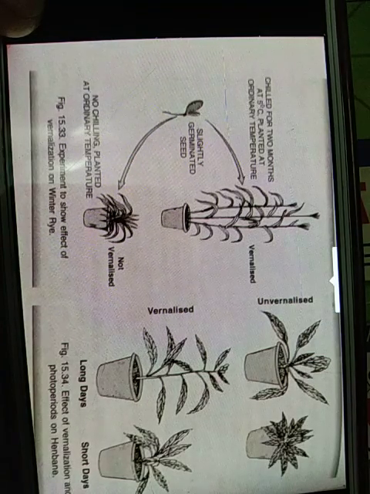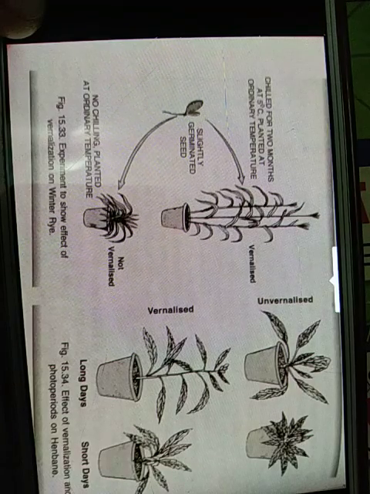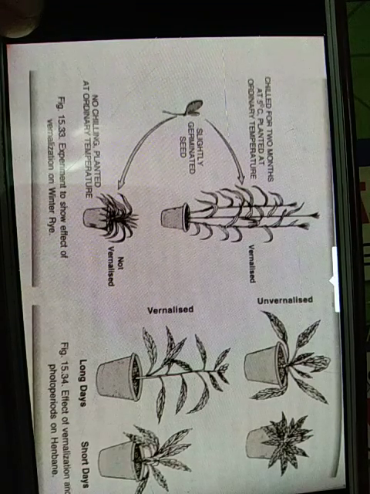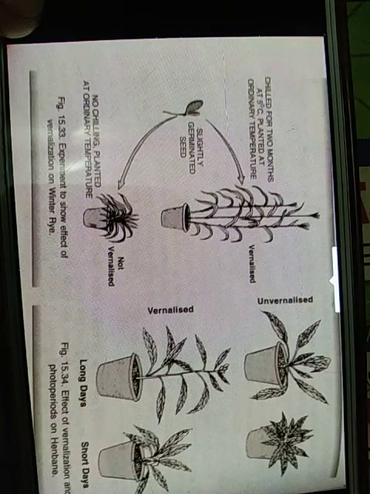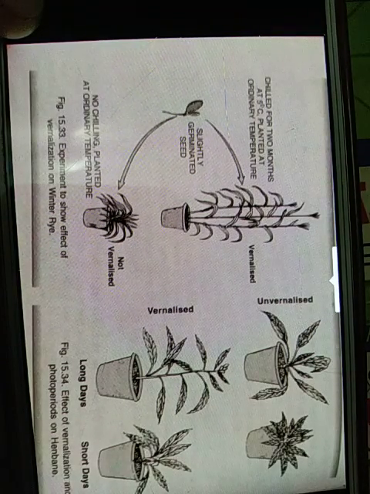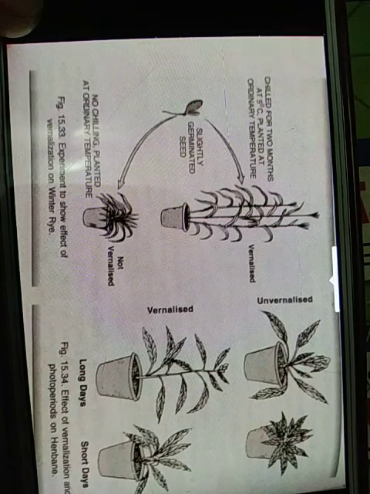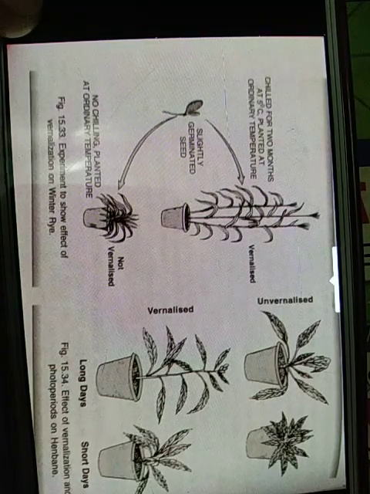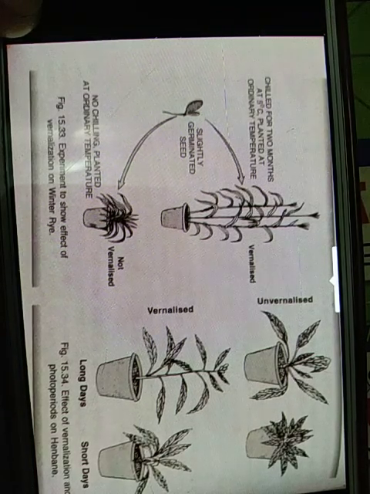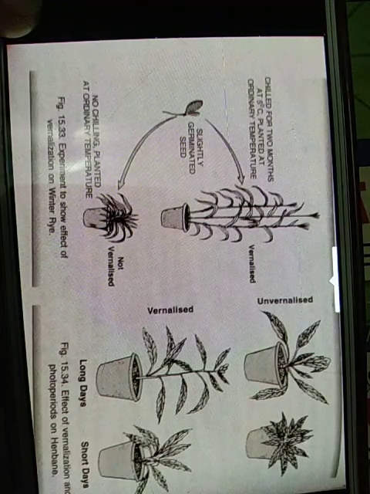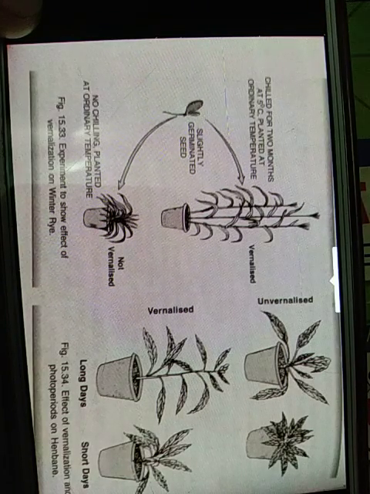Site for vernalization: the stimulus of vernalization is perceived only by the meristematic cells, for example shoot tips, embryo tips, root apex, developing leaves, etc. Requirement of vernalization: low temperature. The low temperature required for vernalization is usually 0 to 5 degrees Celsius. It is 3 to 17 degrees in the case of the biennial henbane.